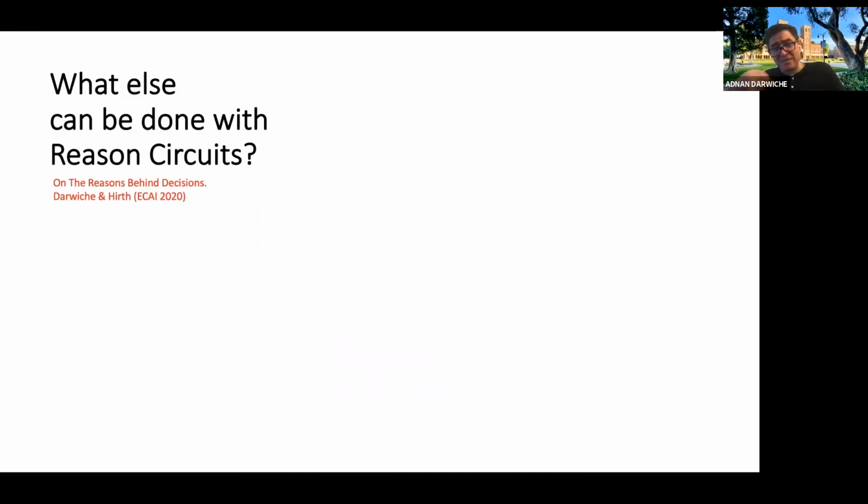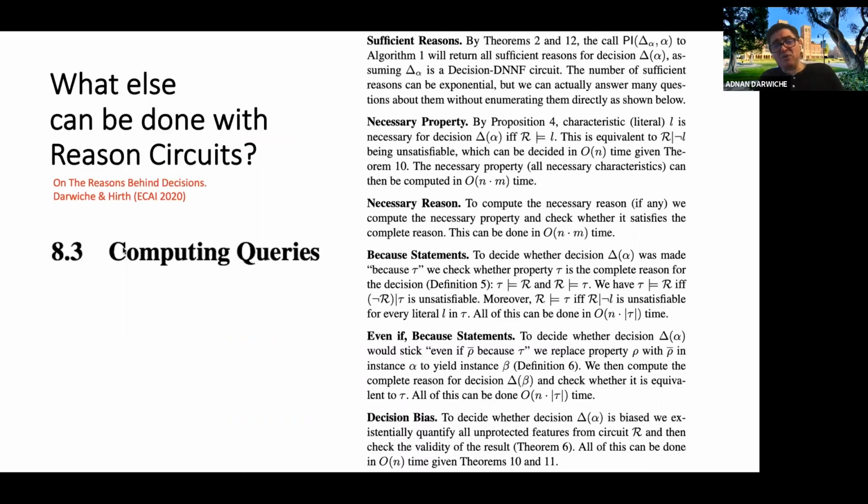So just as a teaser here, and this is the paper, it's called On the Reasons Behind Decisions. It's pretty recent. There is a section called Computing Queries. What do you do if you get the reason circuit? What else can you do beyond decision bias? There is a whole list of them, but I just want to point you to one thing, to whet your appetite on this, the counterfactual queries.